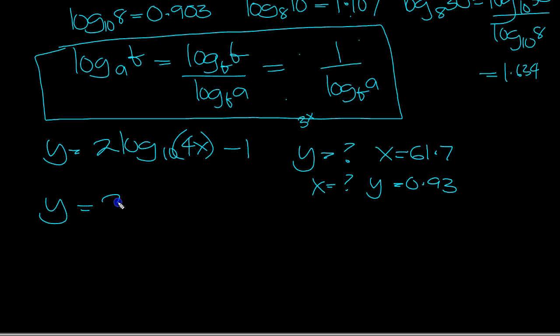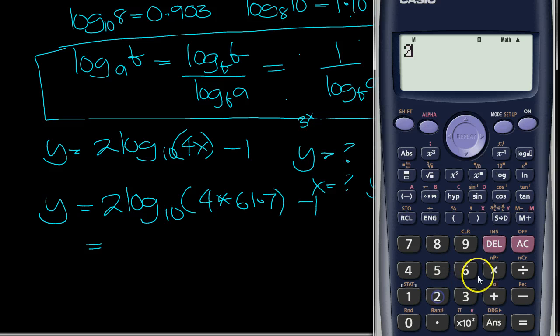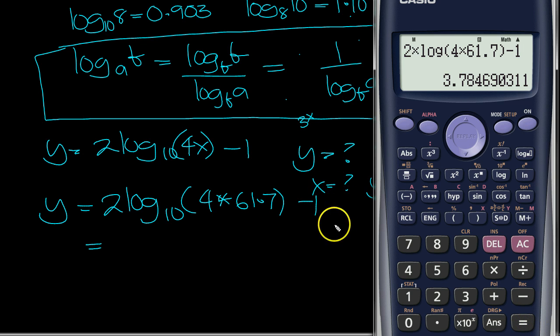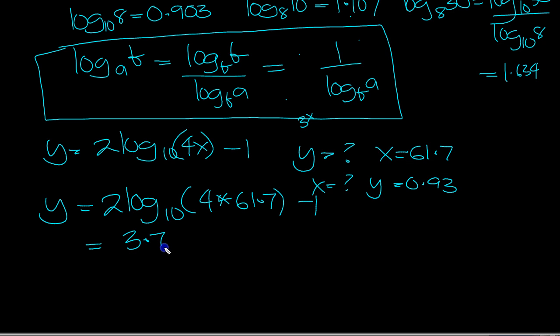So y equals 2 log 10 of 4 times 61.7 minus 1. Type that in the calculator. 2 times log 10 of 4 times 61.7. Close the log, take away 1. 3.78 to 2dp. 3.78. Now we need to get x when y is equal to 0.93.